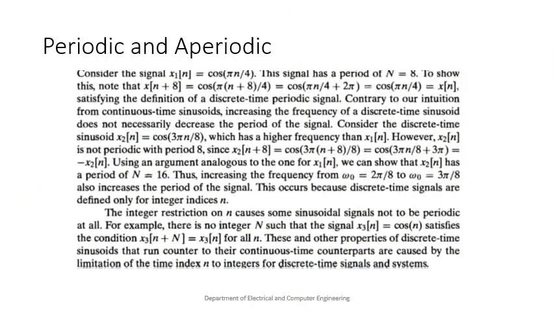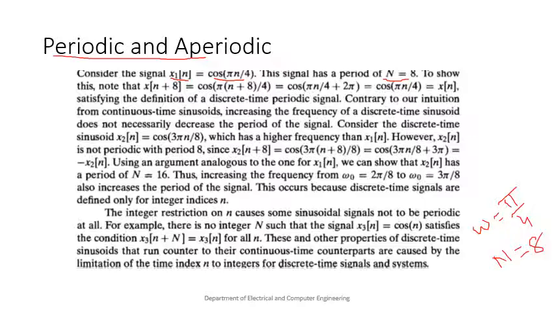Here are a few examples of periodic and aperiodic sequences which you need to look at yourself. I'm just going to go through them really fast. Consider a signal x1 of n equal to cos of pi n by 4. Here omega is equal to pi by 4. The period is also given to us, that is N is equal to 8.